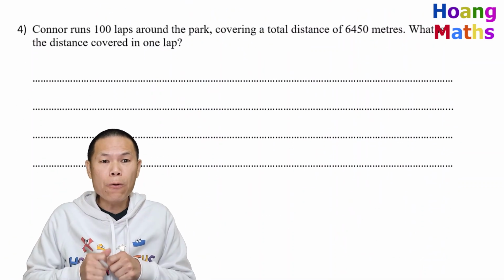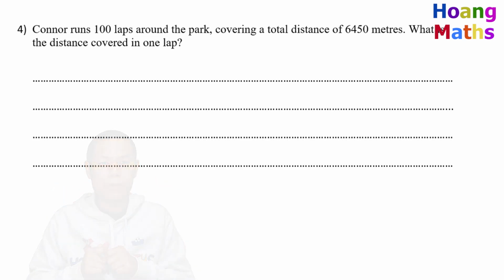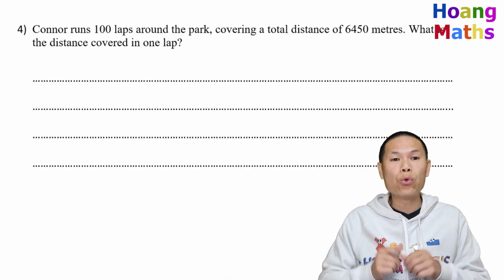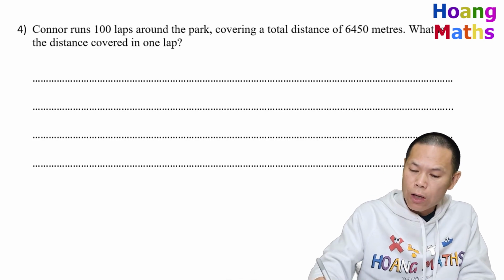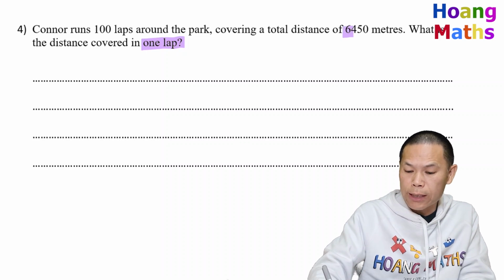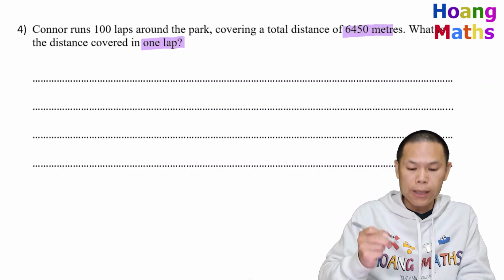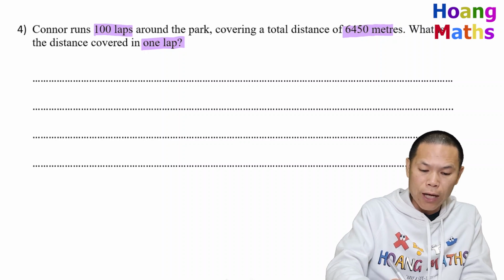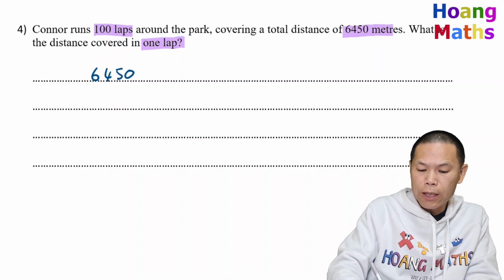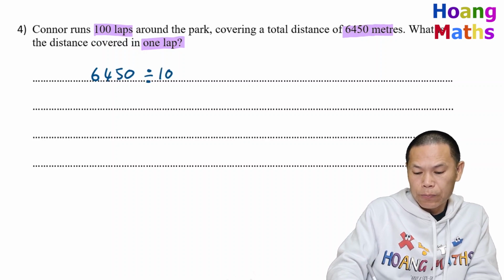Please pause the video and try this one yourself. Hi there, I'm back. How did you go? So let me just go through it with you. So we need to work out one lap is how many meters. And we know that 6,450 meters is 100 laps. So we just go 6,450, we divide it by 100.